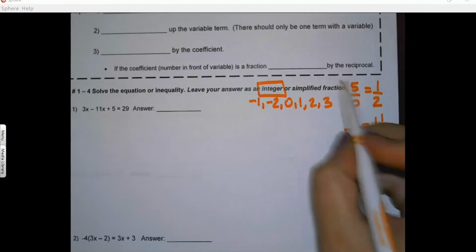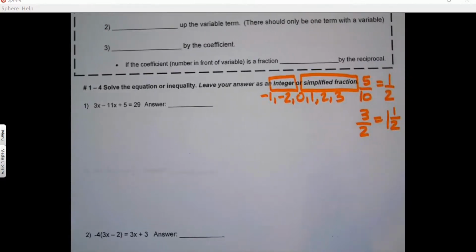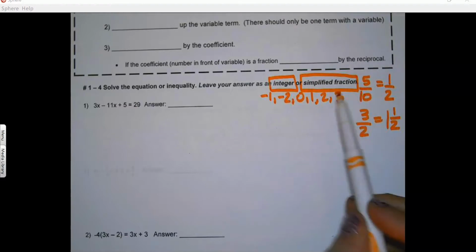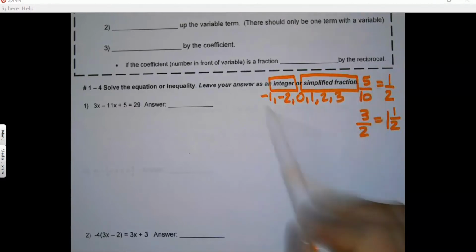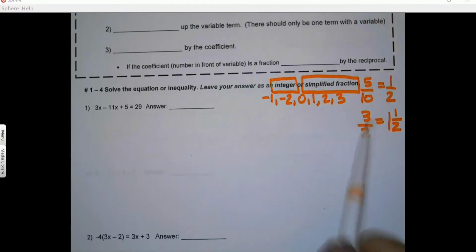Okay, so it's important to know what the directions mean so we know how to leave our final answers. When you're doing your online homework, you might have the right answer, but if you leave it as a decimal, it would mark it wrong because the directions say an integer or a fraction. It doesn't say decimals are allowed.